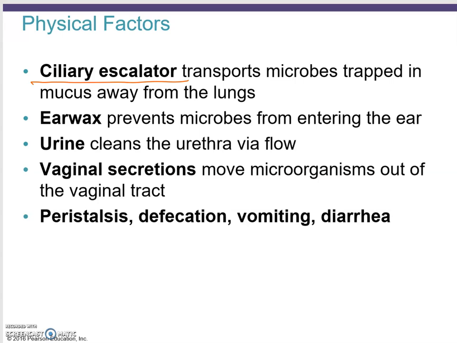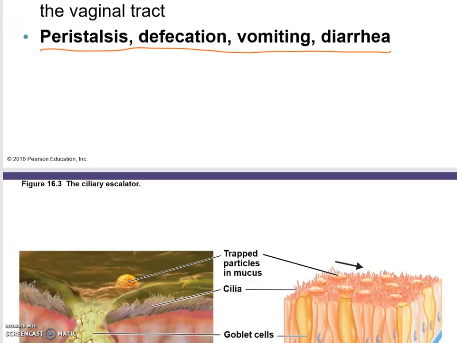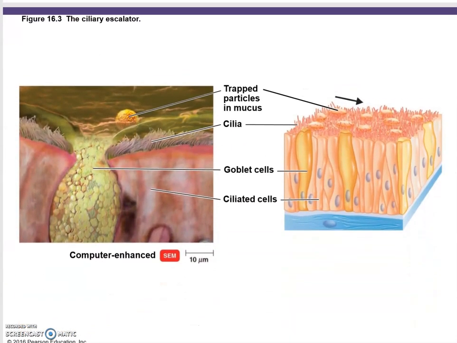Earwax prevents some microbes from entering the ear. Urine cleans the urethra via flow, so the flow is outside of your body and it just washes out any bacteria that are trying to migrate up. Also vaginal secretions move microorganisms out of the vaginal tract. And then we have peristalsis, defecation, vomiting, diarrhea.